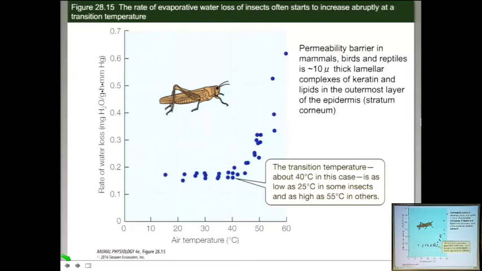Now, this figure, 28.15 here, is an example of that transition temperature effect, looking at rate of water loss in this particular grasshopper. As the temperature hits about 40 degrees C, which is quite warm, above 100 degrees Fahrenheit, then water loss begins. That's the indication that there's been a breakdown in the lipids in that barrier. Most insects will have a higher transition temperature, but it could be as low as 25 degrees C or as high as 55 degrees C in other insects. So if the temperature reaches a critical temperature, then the insect is in danger of not surviving because of a tremendous increase in water loss.